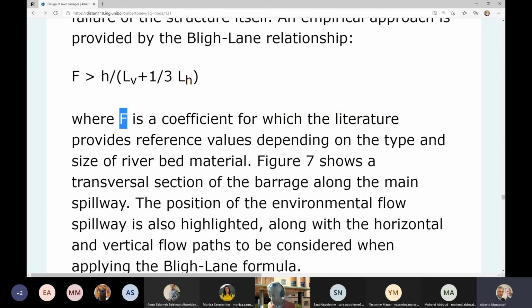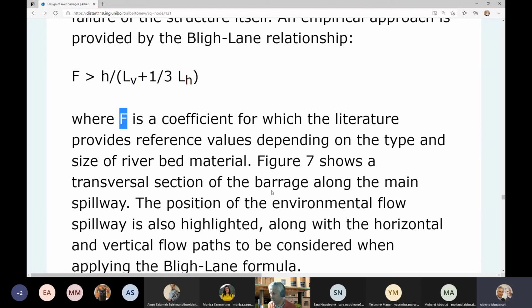Okay, so what we have to do is just to look for H, to compute the vertical and horizontal path of water, and then to compute the ratio at the right-hand side of the inequality. And then I have to get F from the literature and make sure that F from the literature is greater than what I computed in the right-hand side of the inequality.